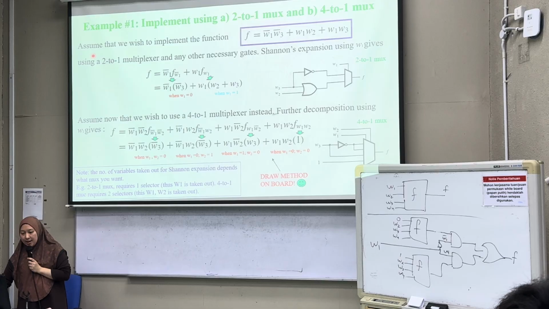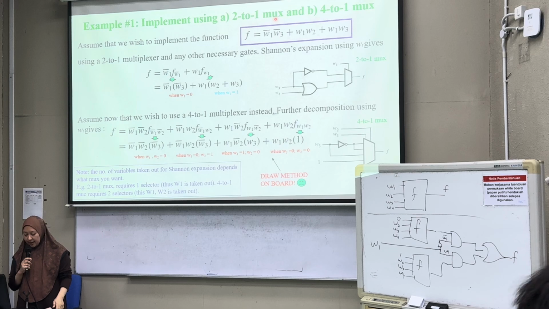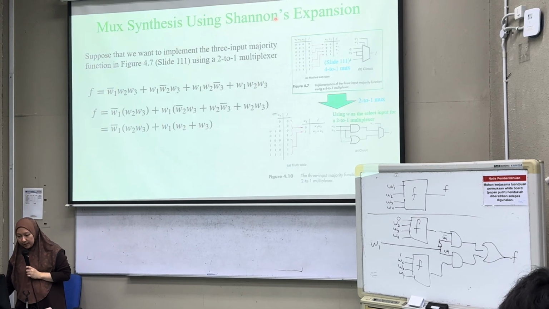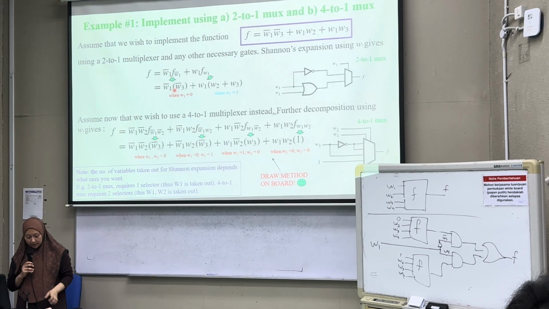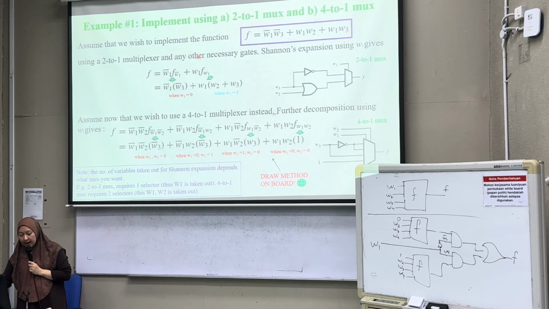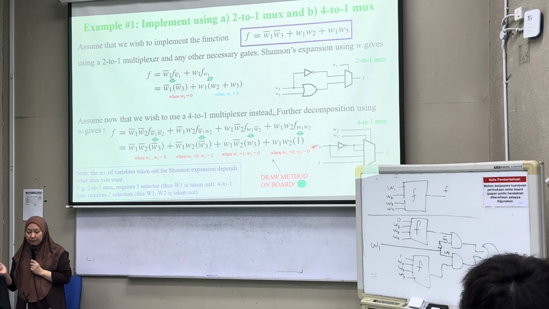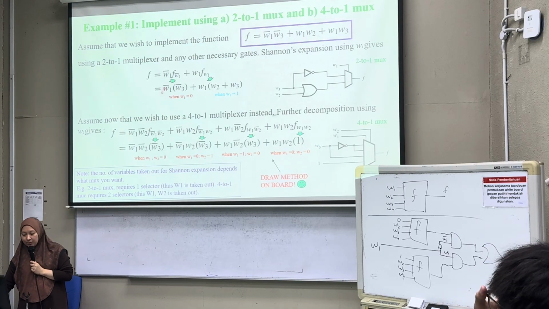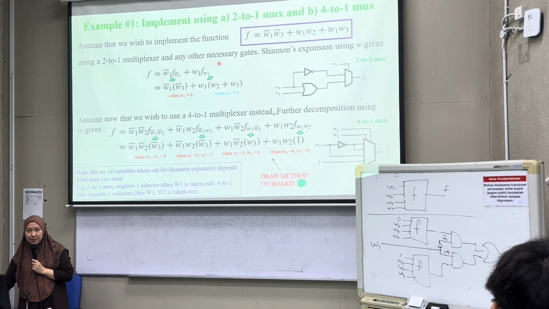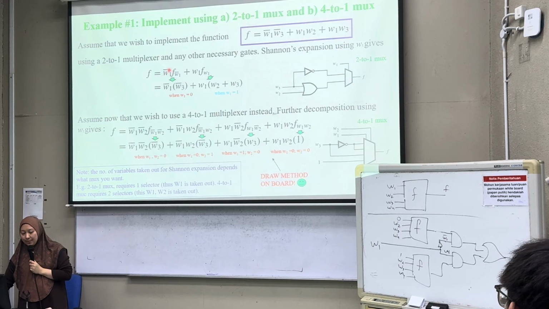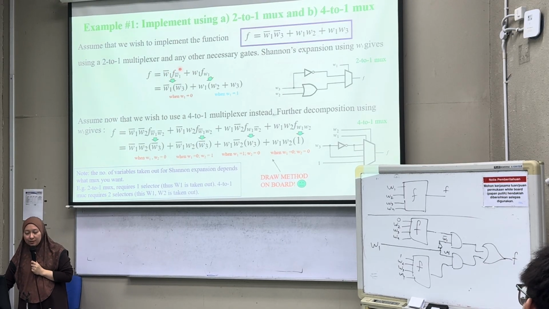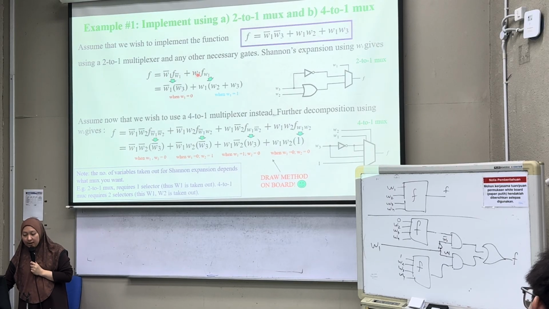Okay, let's look at the 2-to-1 mux. Assume that we wish to implement this function. It's a different function from just now. Okay, say that we want to implement this function using a 2-to-1 mux and any other necessary gates. Shannon expansion using W1, meaning I'm factoring out W1. So F equals W1 bar with the function where W1 is 0, or with W1 with the function where W1 is equal to 1.